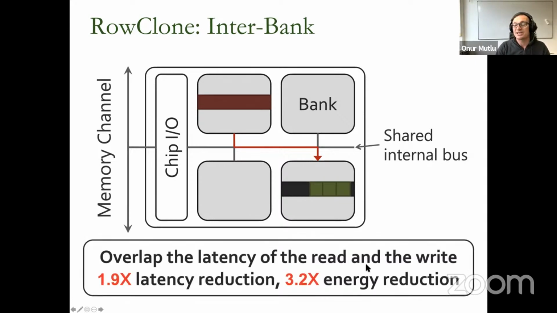You can overlap the latency of the read and write. And as a result, the paper shows that you can reduce the latency of a 4 kilobyte copy by almost 2x, and the energy of a 4 kilobyte copy by 3.2x, which is not bad actually, because we're talking about 4 kilobytes over here. In fact, if the granularity is very low, this could still be very beneficial.